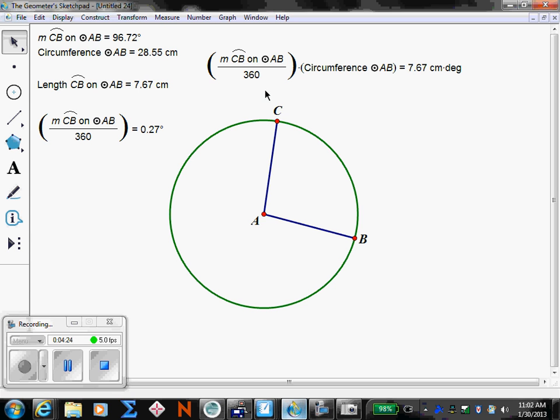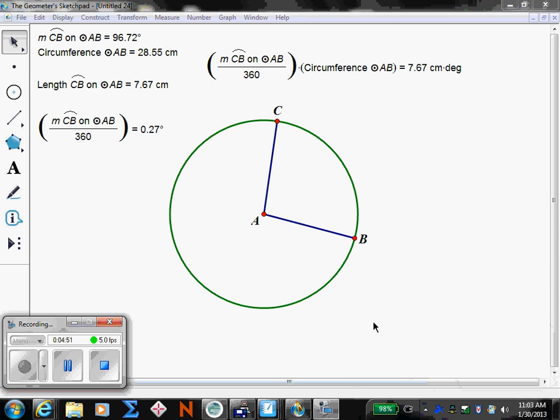So let's review that. You take the degree measure and divide it by 360. That just gives you a percentage of the piece that you're trying to measure. If you multiply that by the circumference, which would be the whole circle, but we only want this little piece of it, it'll give you the length of your arc. Okay, so let's go back to our notes and complete the conjecture.